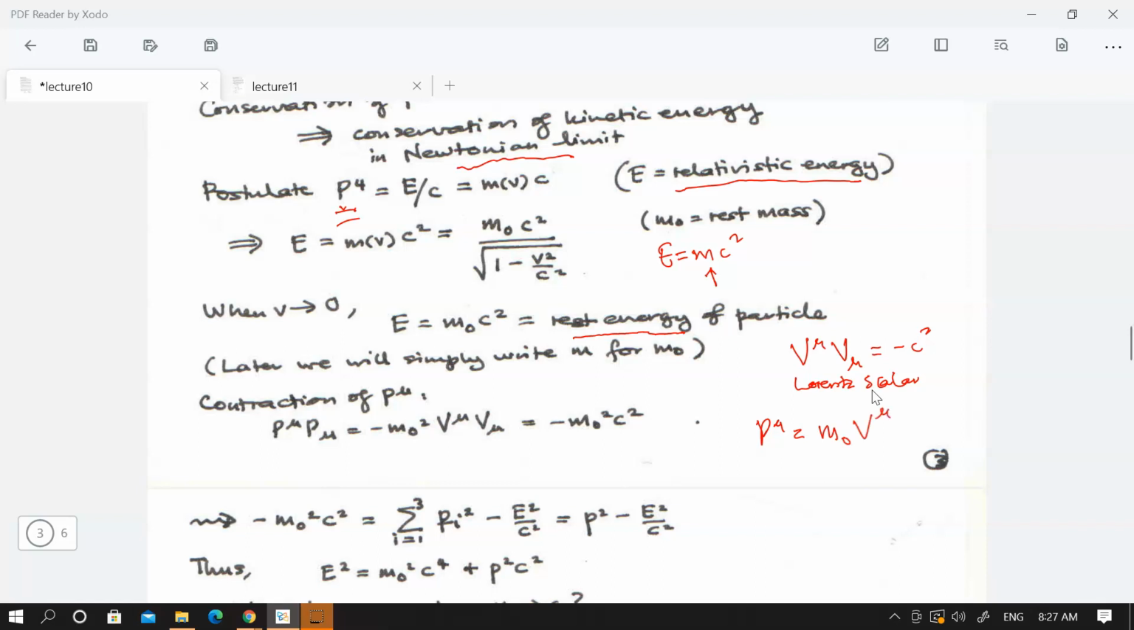Then when you contract it with the covariant vector, that gives you the contraction with the covariant vector of the velocity, which from previous lectures is minus c squared. This gives you a scalar for the contraction of the four momenta with itself. This is nice. This is constant in all reference frames.